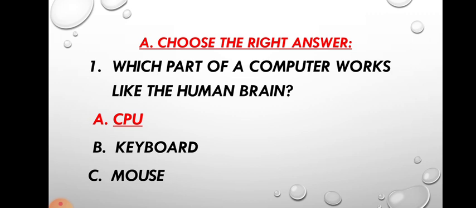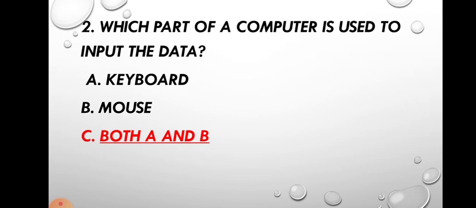Choose the correct answer. Which part of a computer works like the human brain? Dear children, the options are given below, that is CPU, keyboard or mouse, and the correct answer is CPU. The CPU works like the human brain.